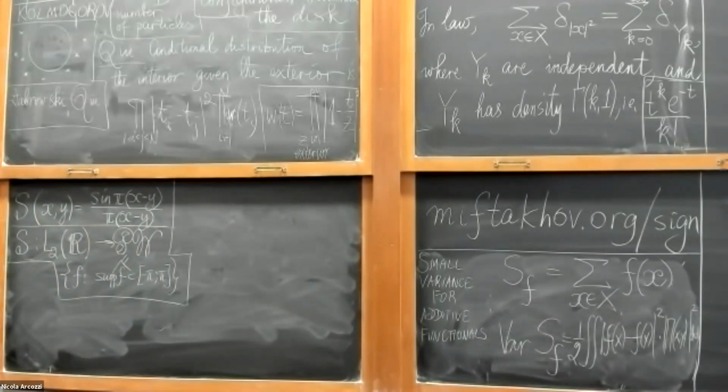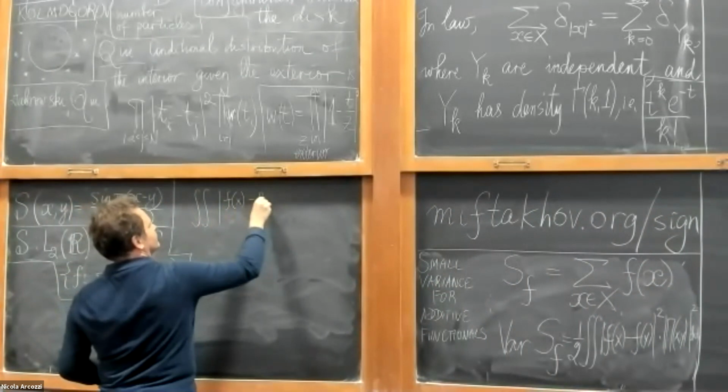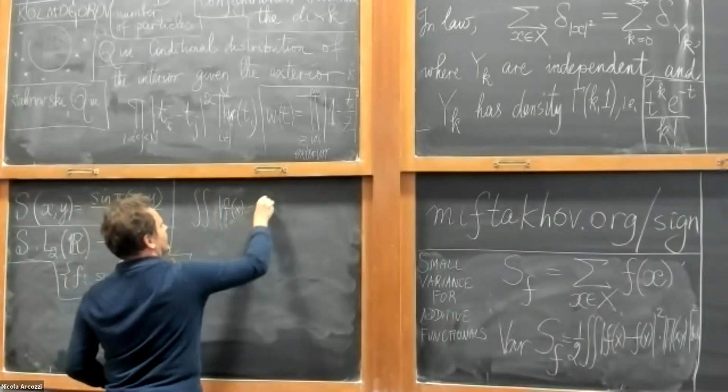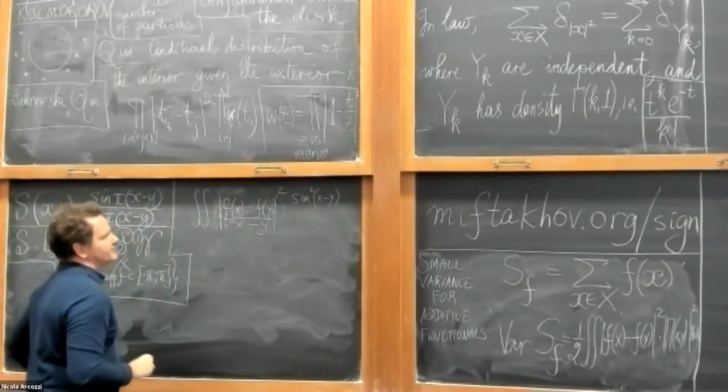In this case, the computation of the variance from the determinantal formula is a charming little exercise, not difficult. If we write it in this way, f(x) minus f(y) squared, over sine square of x minus y, here I put x minus y. So in fact, sine square can be essentially neglected.